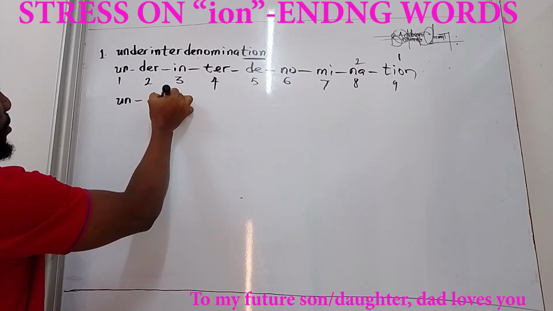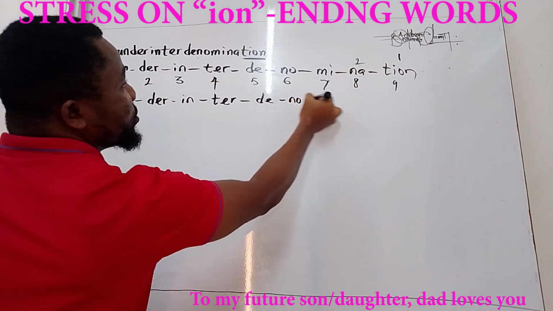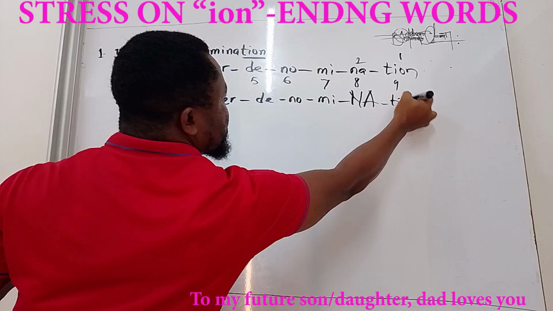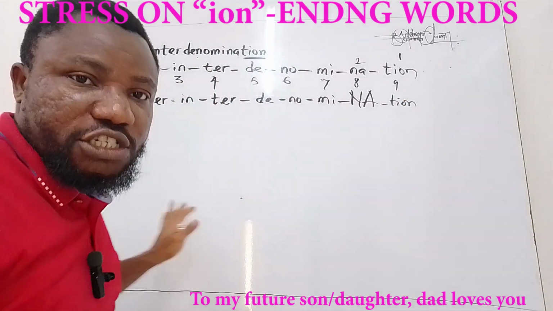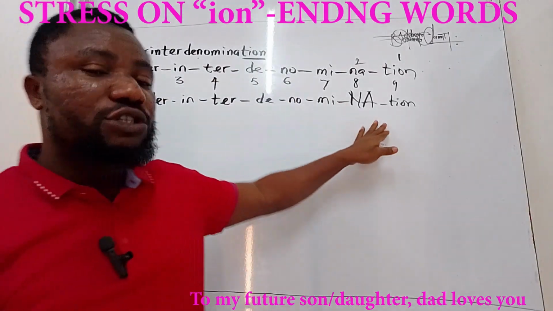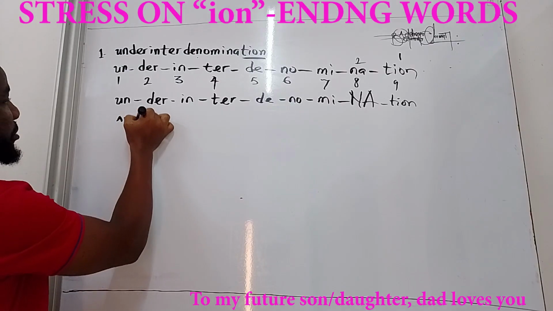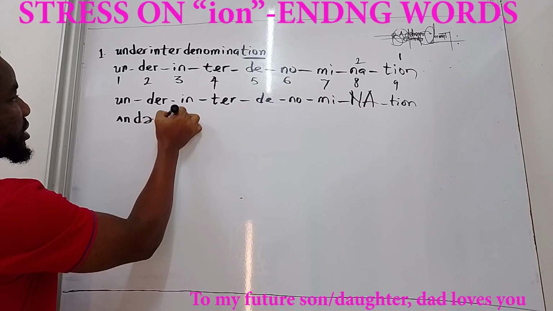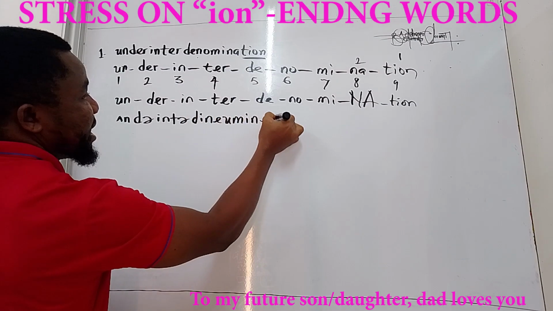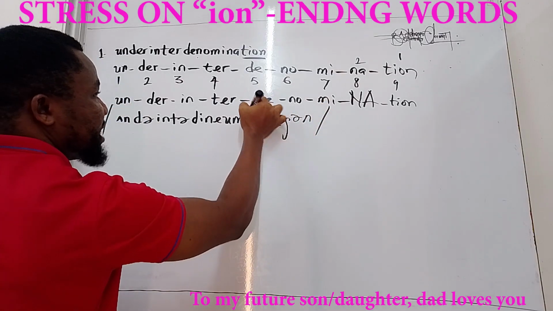Under, inter, de, no, mi, nation. Interdenomination. That is how to pronounce this word in terms of stress. But if you want to transcribe, you simply say interdenomination. So the stress comes here on the nation.